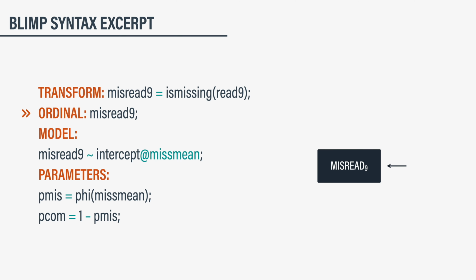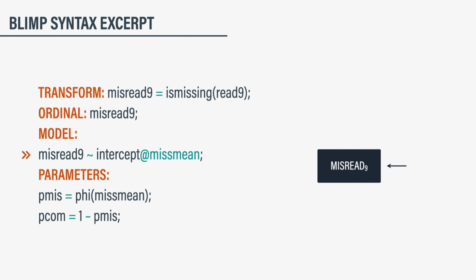In the model section, the missingness model features that missing data indicator as the dependent variable. By default, this is a probit regression with an underlying latent response variable. Notice that I'm labeling the intercept coefficient mismean. I'm going to use that intercept to compute the missing data pattern proportions.